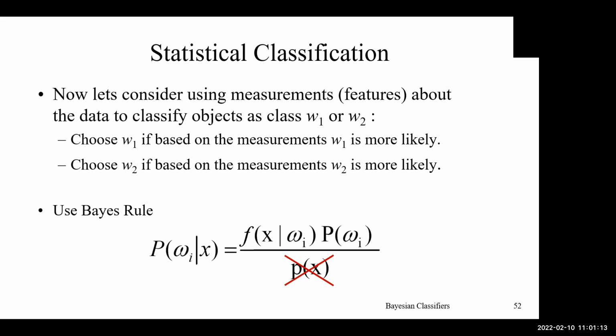And then what? Take the highest, whichever is more likely. And that'll determine which class you call your unknown.